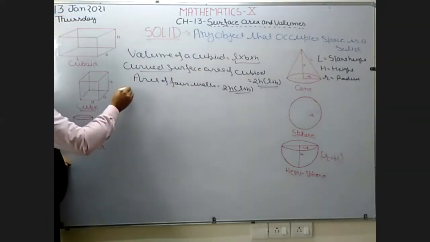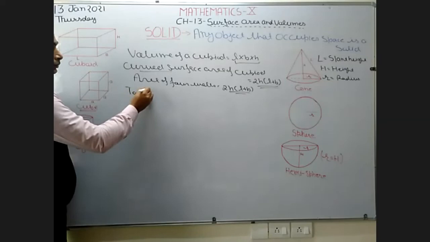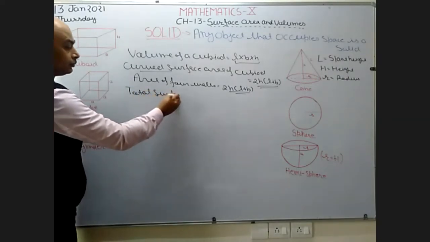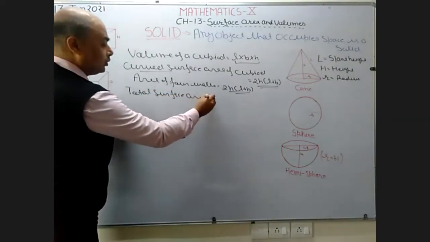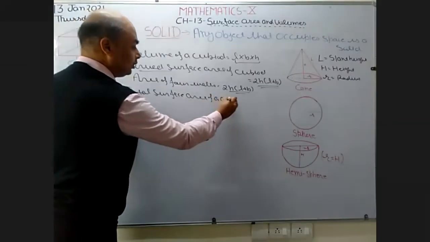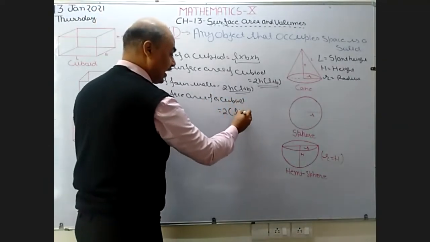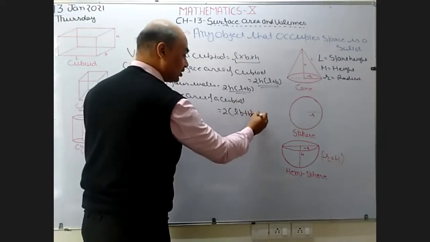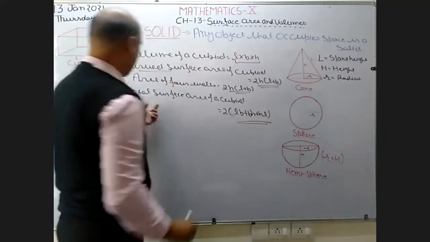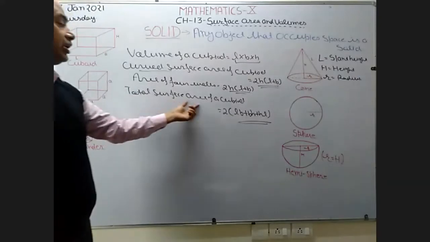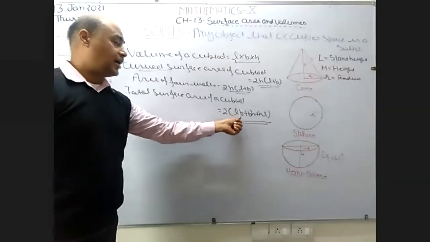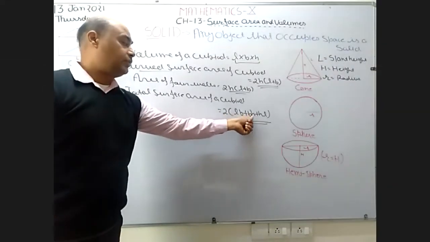Now next one is total surface area of a cuboid. So what is the formula? 2 bracket LB plus BH plus HL. This is the formula for finding the total surface area of a cuboid. The formula is 2 bracket LB plus BH plus HL.